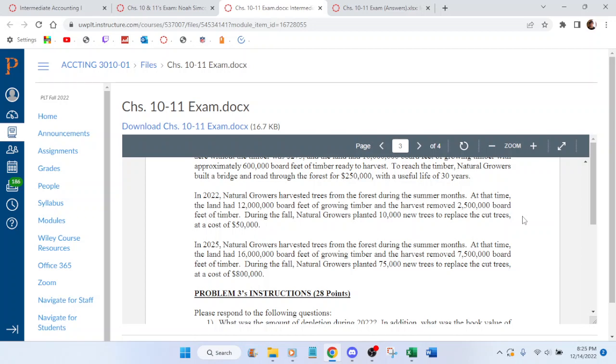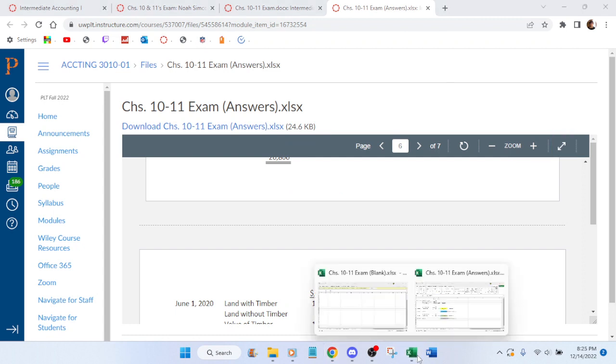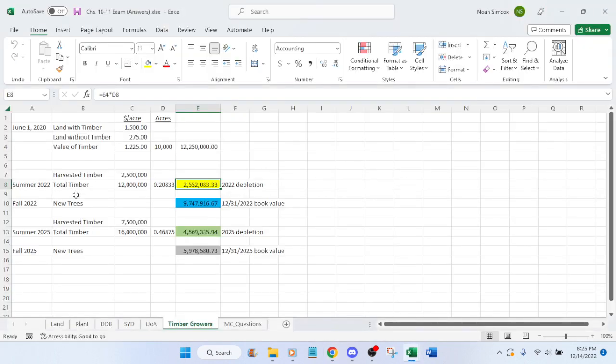Planted 10,000 new trees to replace the cut trees at a cost of $50,000. Oh yeah, I was looking at the answers on here. So they planted new trees. Oh, I see. So what you did was you took this one minus this plus 50,000, right? So E4 minus E8, E4 minus E8, and then you add 50,000, and you get the book value at the end of 2022.